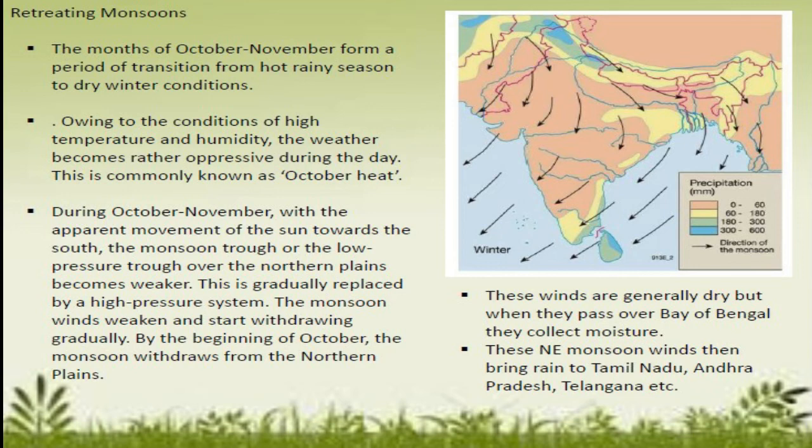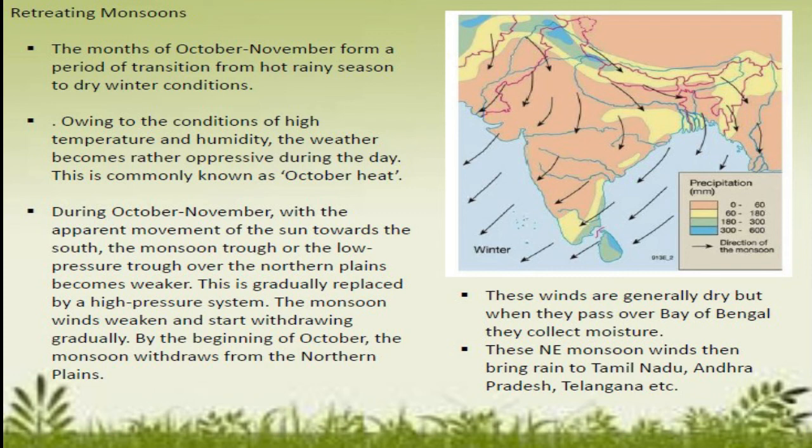During October and November, with the apparent movement of the sun towards the south, the monsoon trough or the low pressure trough over the northern plains becomes weaker. This is gradually replaced by a high pressure system. The monsoon winds weaken and start withdrawing gradually. That is why it is known as retreating. By the beginning of October, the monsoon withdraws from the northern plains.